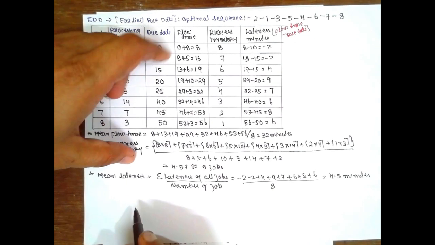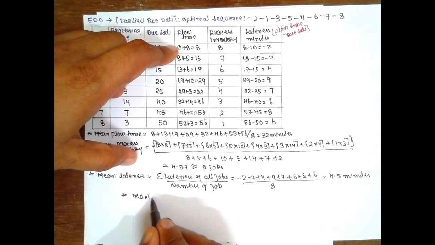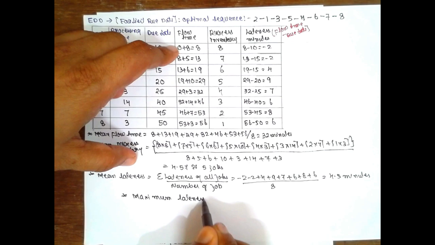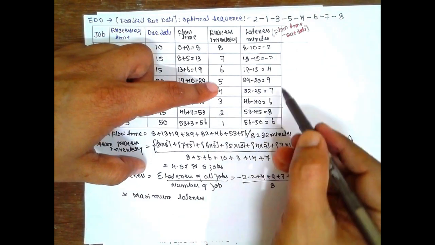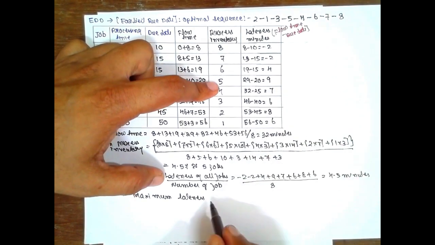Next, maximum lateness. Now you have to select the maximum positive value. The maximum positive value is 9 minutes, right here, 9 minutes.